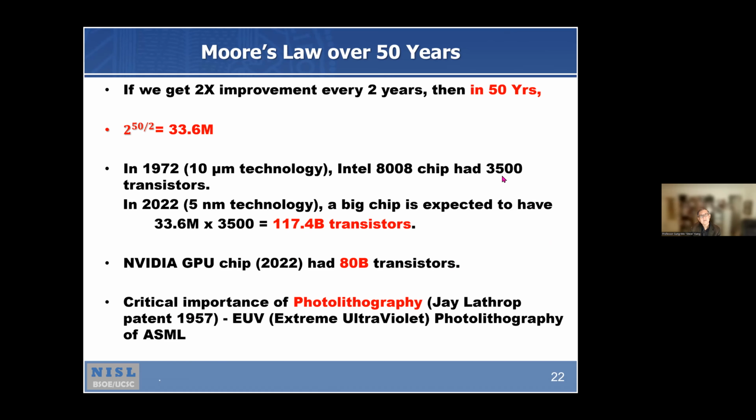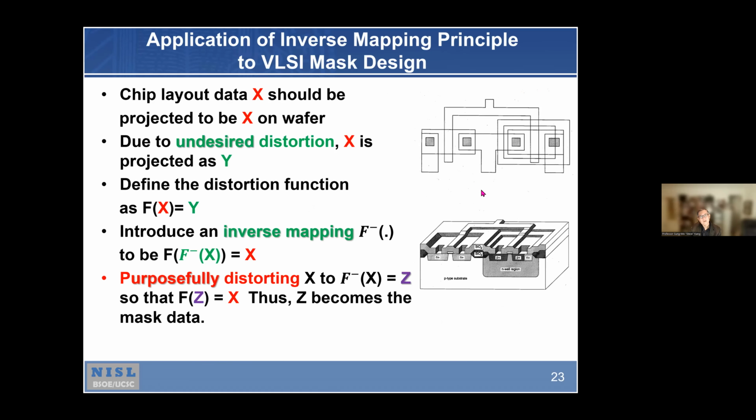The other one is the distortion problem in photolithography, but that was solved by mathematicians. This shows the application of an inverse mapping principle in mathematics to mask generation. When you have a mask like that, when you process it, it doesn't come out like this. It's all distorted. So instead, you distort this mask to create this type of pattern. That's essentially the inverse mapping principle in mask generation.